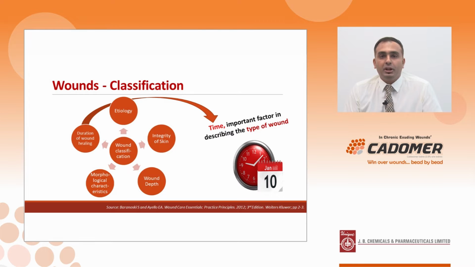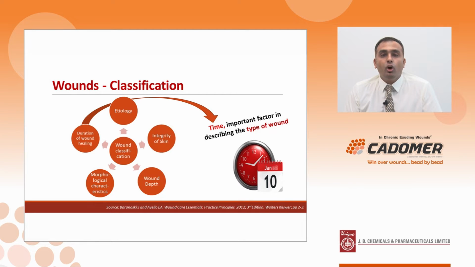The first is etiology. The word etiology means causes. We have already studied the different ways in which wounds are caused, like diabetes or animal bite, or physical trauma, or surgery. So this is the way you classify wounds based on etiology.